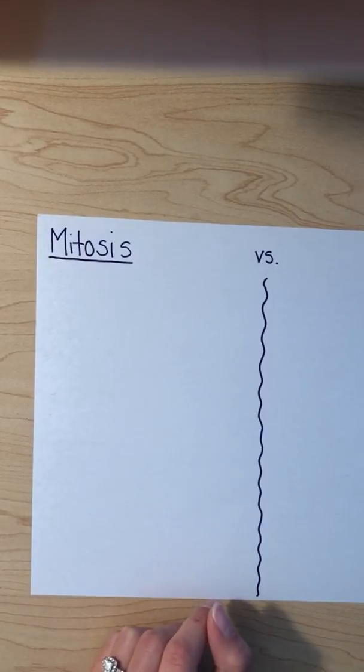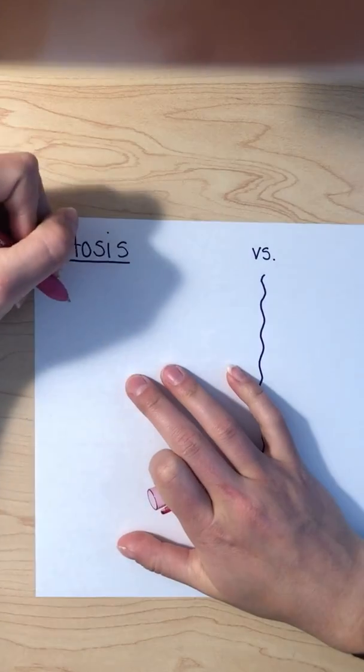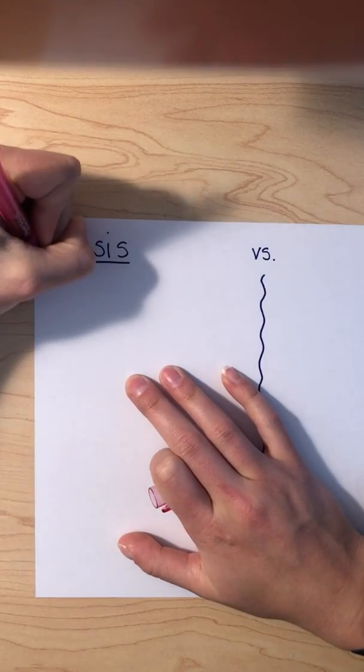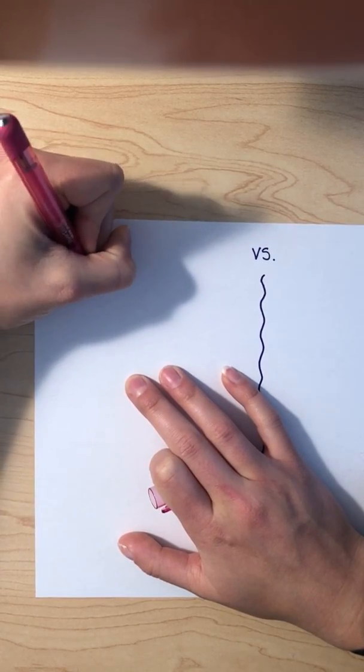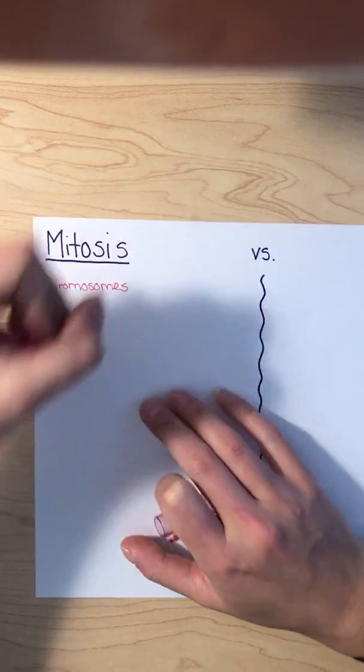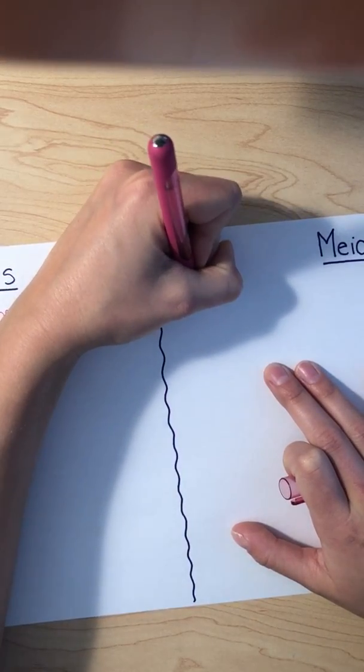So first, I'm going to start with talking about chromosomes, okay, on each side. So put chromosomes right here. I'm gonna put chromosomes right here.